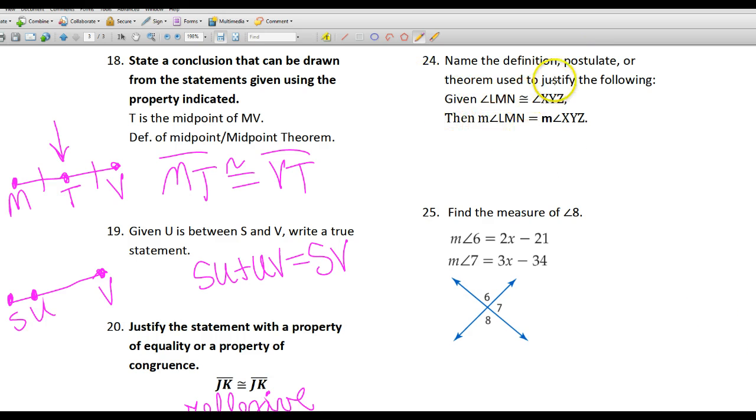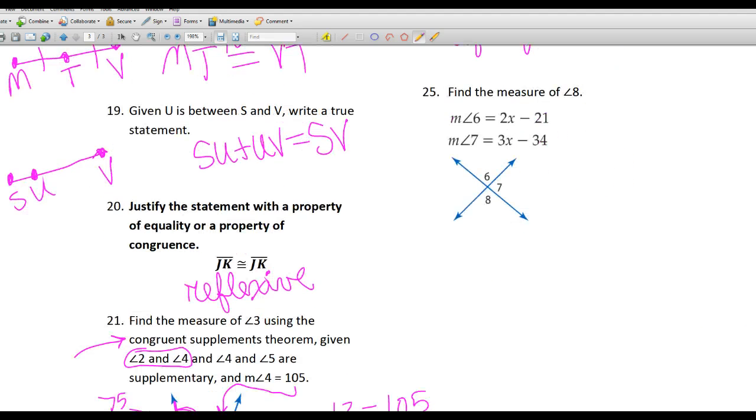Number 24, name the definition, postulate, or theorem used to justify the following. Given that angle LMN is congruent to angle XYZ, then the measure of angle LMN is equal to the measure of angle XYZ. And this is by the definition of congruent angles. If angles are congruent, then they have the same measure. That is our definition of congruent angles.